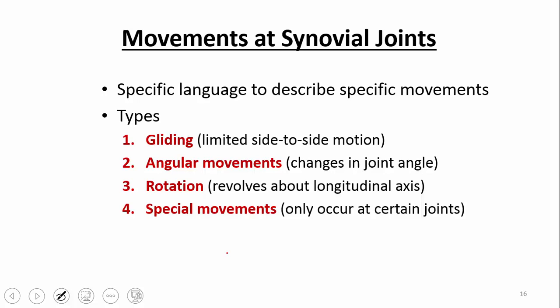Okay, there's lots of movements that can occur at synovial joints, and here are four that you could see: gliding, angular movements, rotation, special movements. The next few slides, I'm going to walk you through each of these, and I want to show you what they look like.